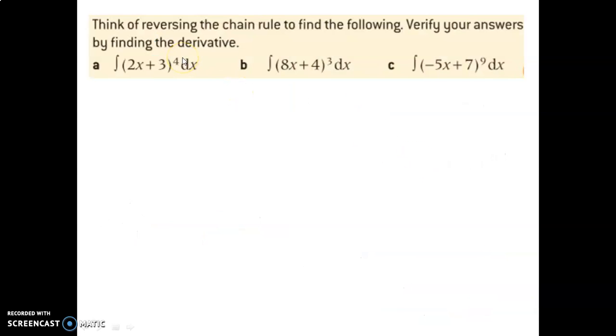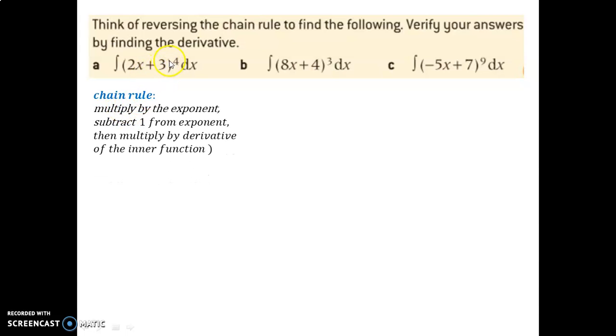Let's look at it this way then. We just talked about that it looks like the chain rule. So let's talk about reversing the chain rule. Let's, for a moment, pretend that this is not an integral, that you were taking a derivative of this. What would be the steps of the chain rule if you're taking the derivative? Well, the steps would be this. First, you multiply by the exponent, right? The 4 goes in front, so we're multiplying by the exponent. Then you're subtracting 1 from that exponent, right?